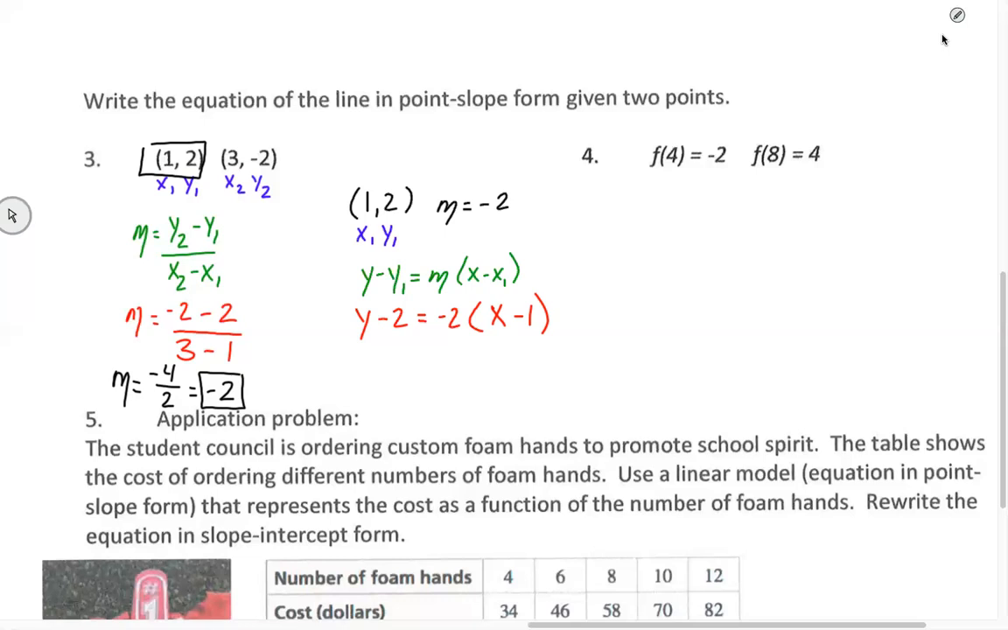Now, how do I do a problem like number 4? Notice it doesn't look like this, does it? So here's the trick. This number in the parenthesis is your x, and this one is your y. So I just drop it down into a point and write it as 4, -2, and this would be the point 8, 4. Why don't you guys try to do that one on your own? Look at the one on the left and try to do the one on the right.